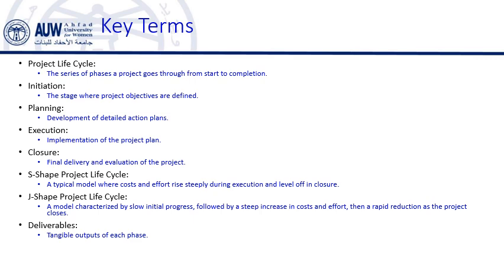Execution is the phase where the project plan is implemented. It involves coordinating people, resources, and activities to produce the project's deliverables. This phase also includes monitoring progress, managing risk, and ensuring that project goals are met. As an example, in a construction project, execution involves managing contractors, overseeing the building progress, and ensuring that the project is completed according to plan.